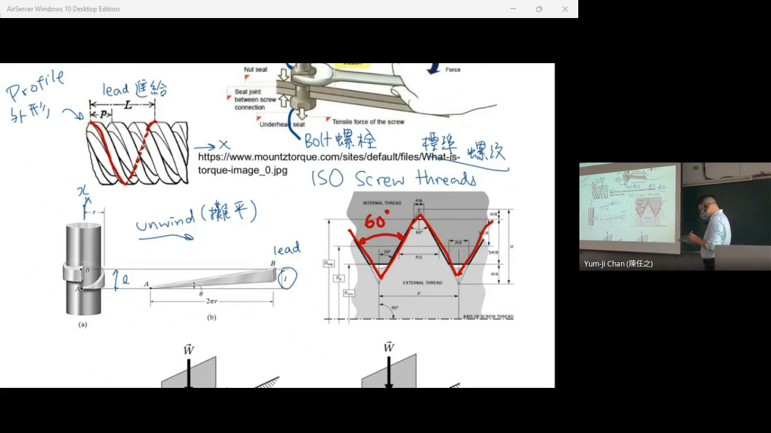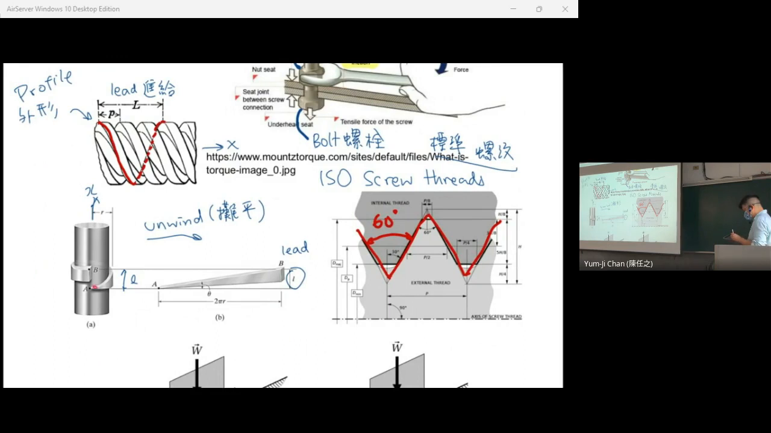And if you pick a screw from hardware stores, usually those are 60 degree ones. We unwind a revolution, and the length is 2 pi r, and the distance in the x-axis is called the lead, which we say is L. From here, of course, we can get an angle theta.